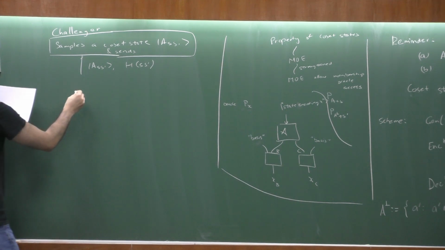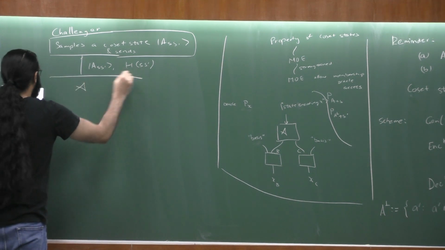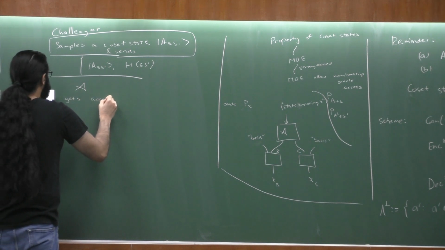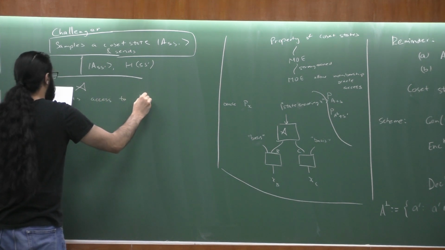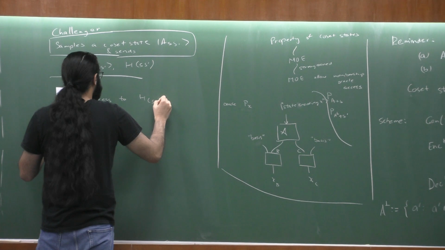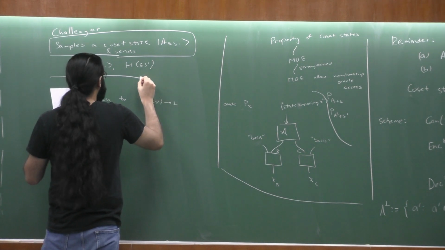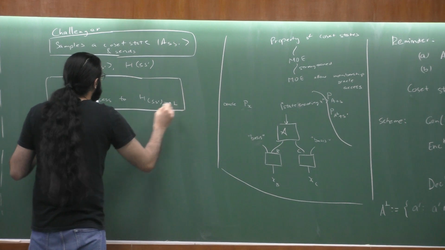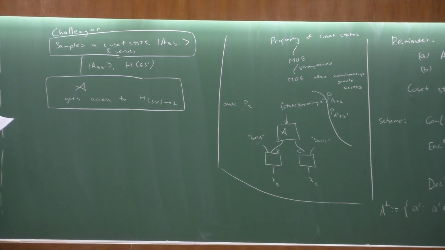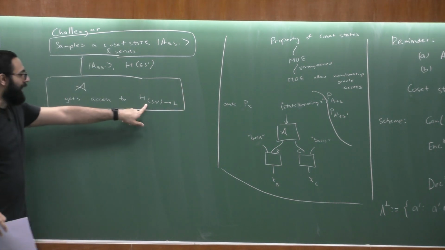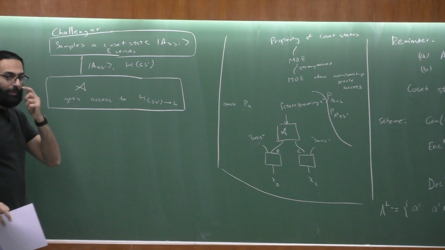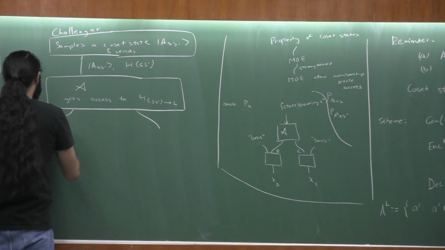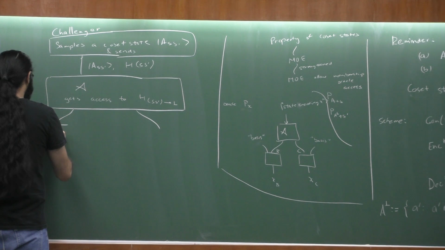Okay. So A gets access to H of S, S prime going to perp. So remember, this is the same as H, except that S, S prime becomes perp. And then A sends a bipartite state as before to B and C.